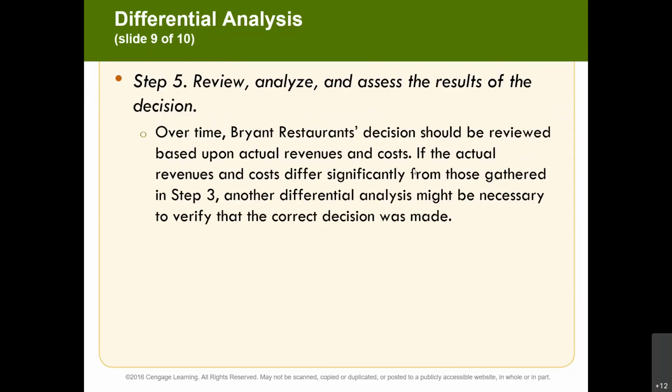In step 5, we would review, analyze, and assess the decision. So over time, the restaurant should be looking at their actual revenues and costs compared to the projected revenues and costs based off the slides we just saw. If the actual revenues and costs differ significantly from the data that we gathered in step 3, we should probably run another differential analysis to verify that the correct decision was made. So essentially what this step 5 tells us is that we need to continually evaluate ourselves. We need to keep looking at our decisions incrementally based off the decisions we made in the past.